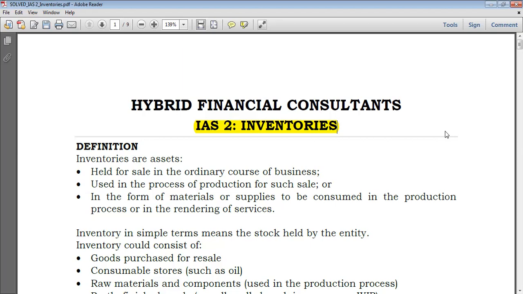So we also learn here the methods called FIFO and AVCO. Have you ever heard of these, the FIFO and AVCO methods?